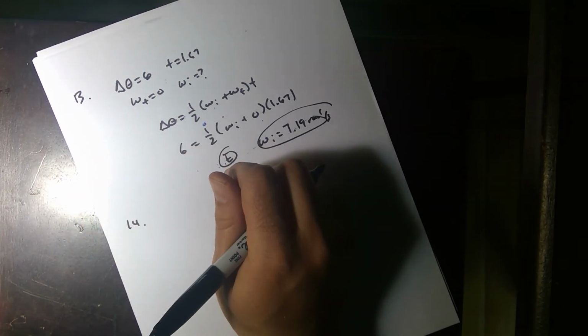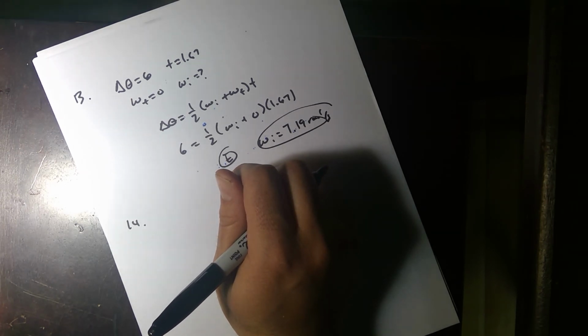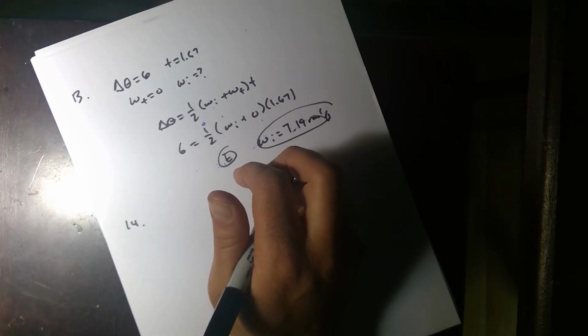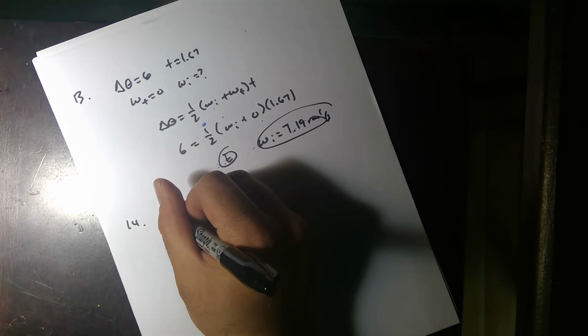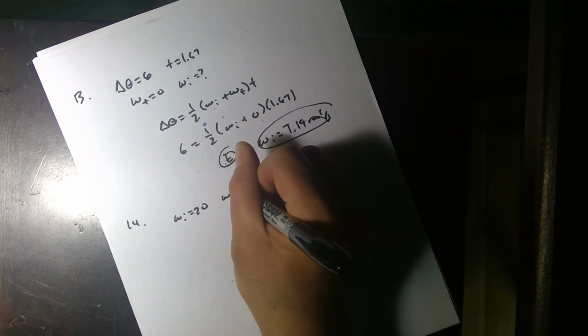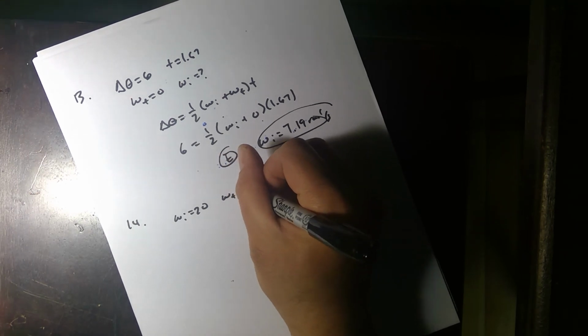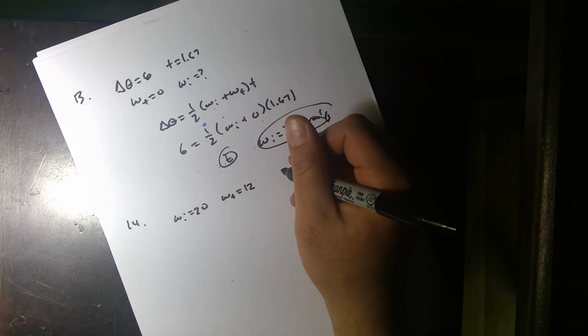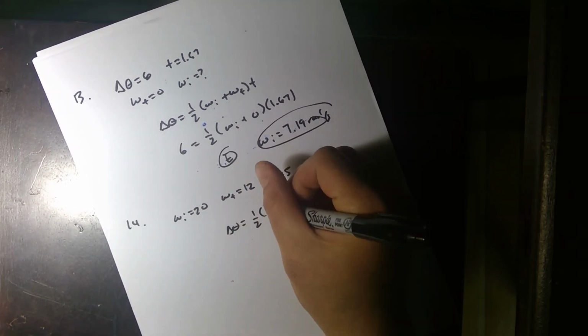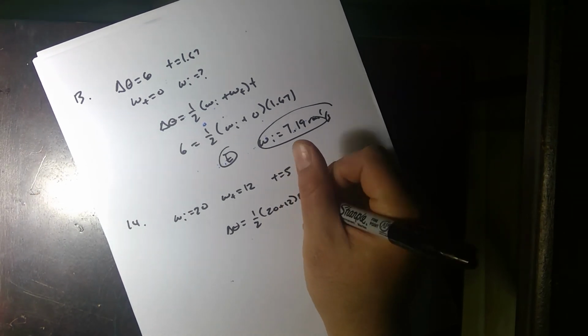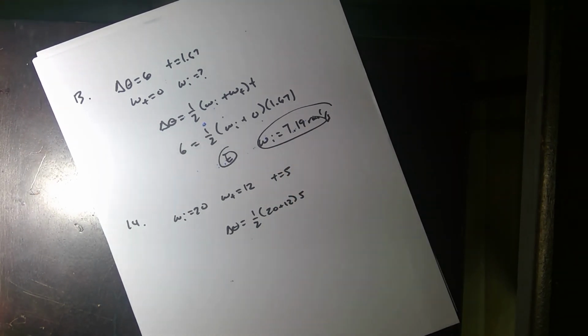14. A wheel slows from 20 radians per second to 12 in 5 seconds under the influence of constant frictional torque. In these 5 seconds, the wheel turns to an angle of, you know what, that's actually going to be the same exact equation. Let's look at our variables. The only thing we don't know is delta theta here, right? Omega I is 20. Omega F is 12. The time is 5. So 1/2 times 20 plus 12 times 5. What do we get? 80?